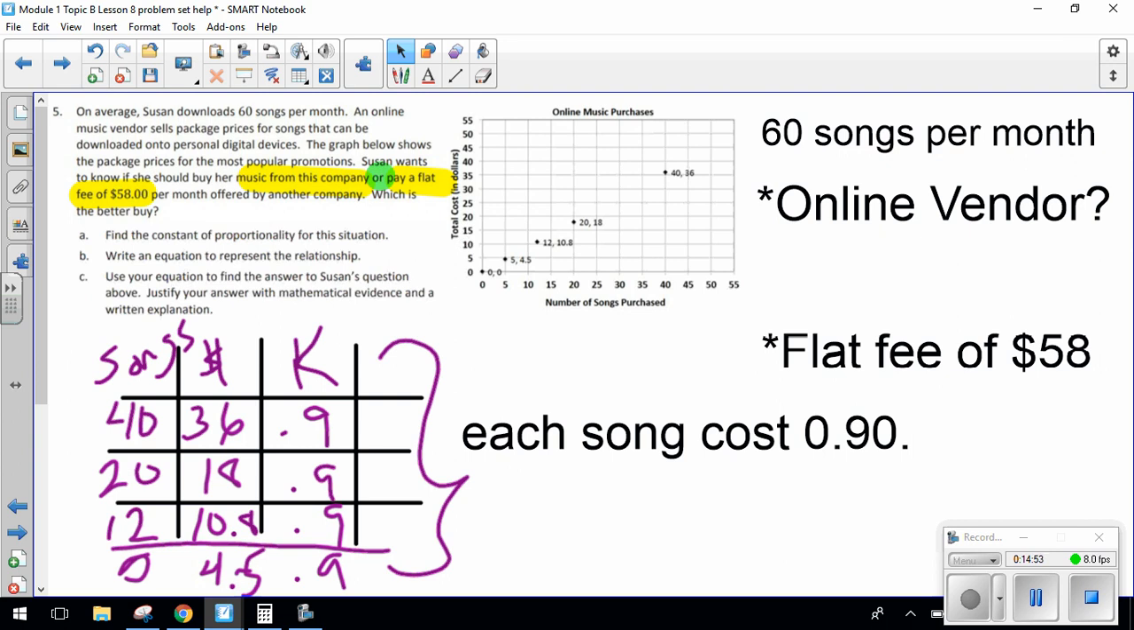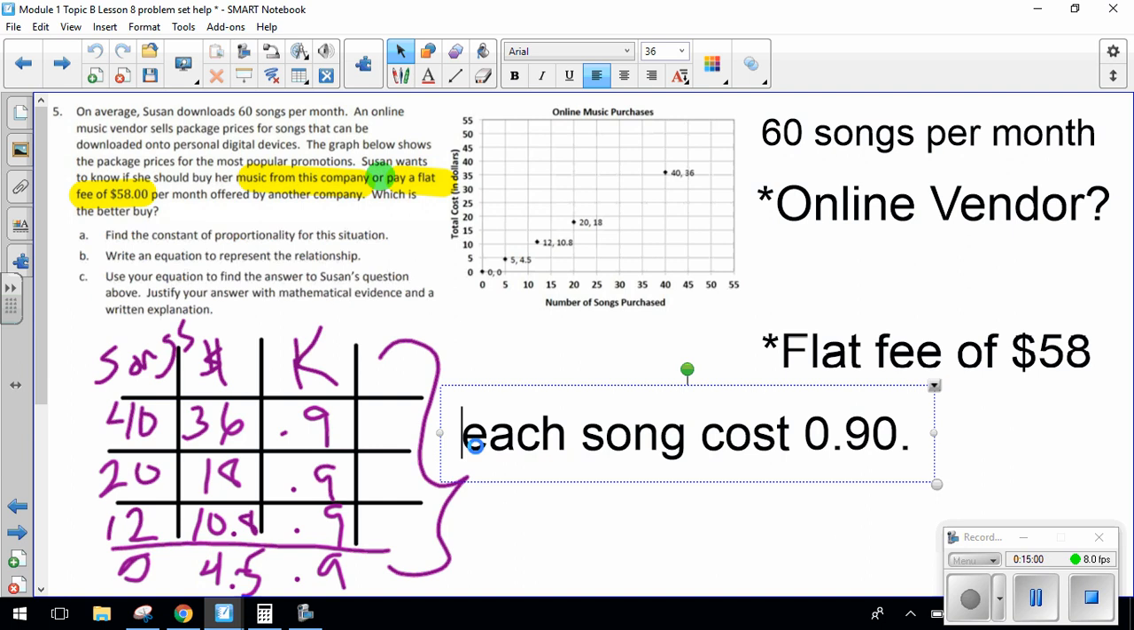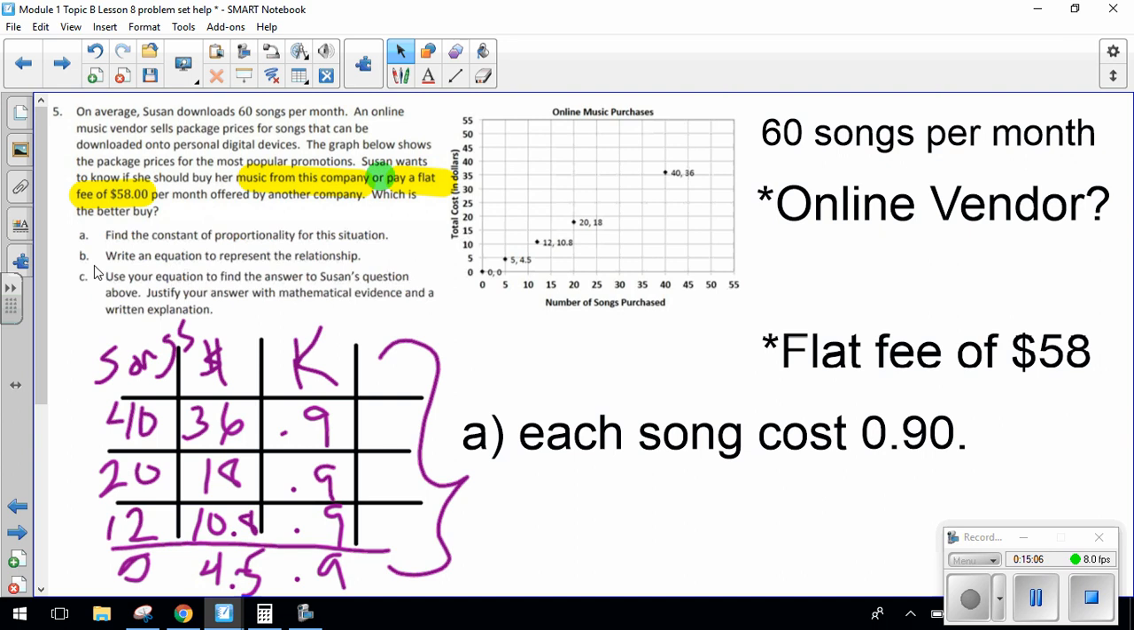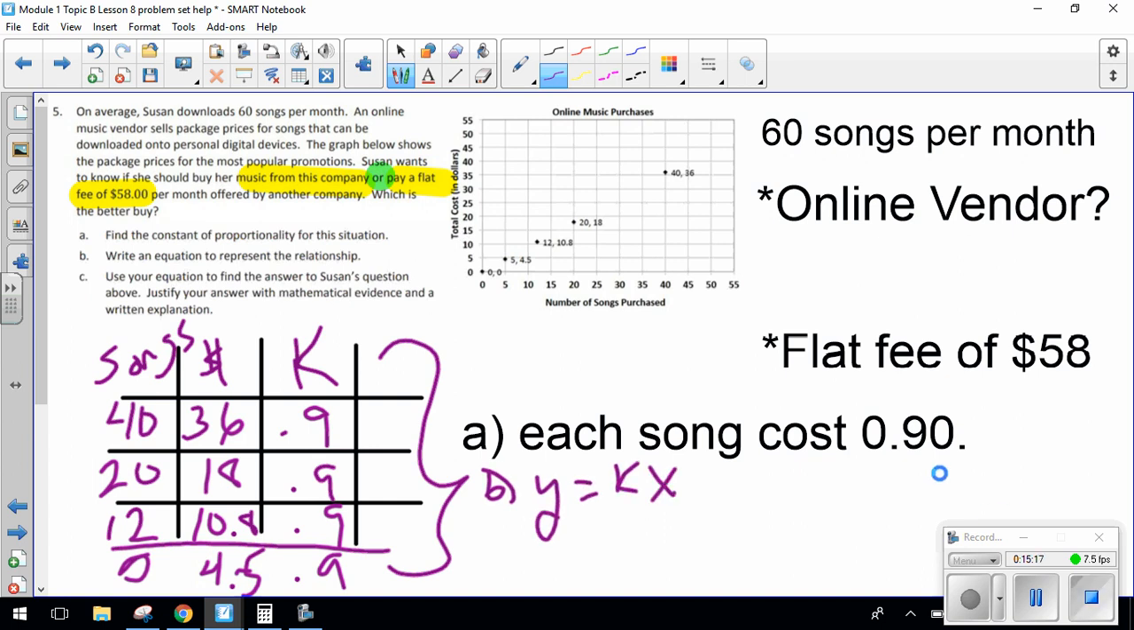Part A, find the constant of proportionality for this situation. Great, so here's our answer for A. We just did it. B, write an equation to represent the relationship. Remember, when we talk about equations, we're talking about y equals k x. We know that k, or our unit rate, is 90 cents. So y is equal to 0.9 x. You can put the 0 if you wish.